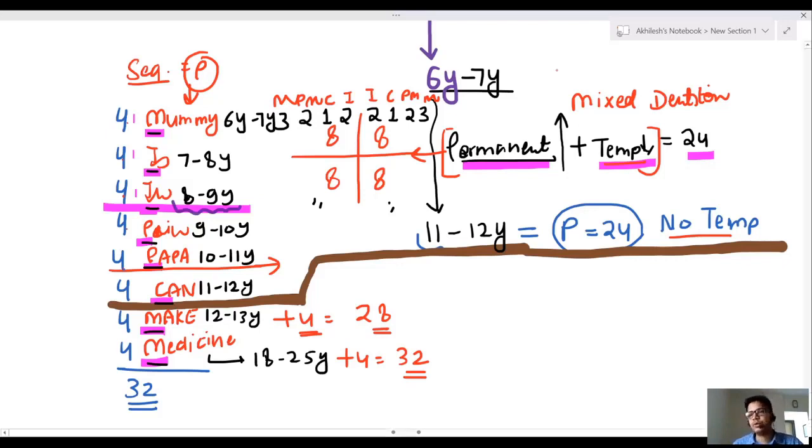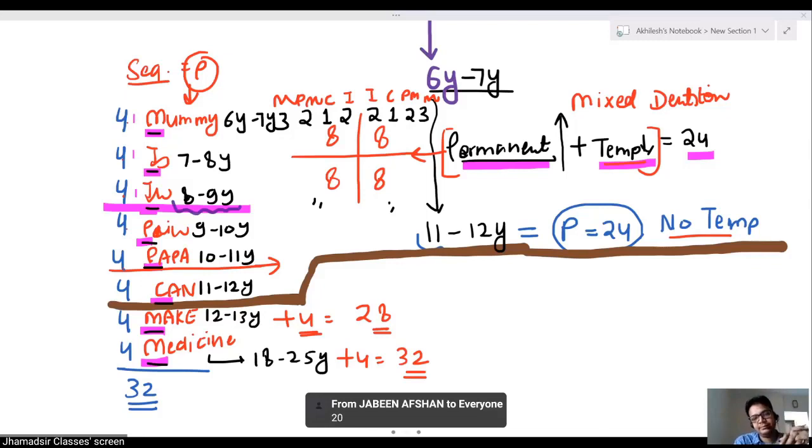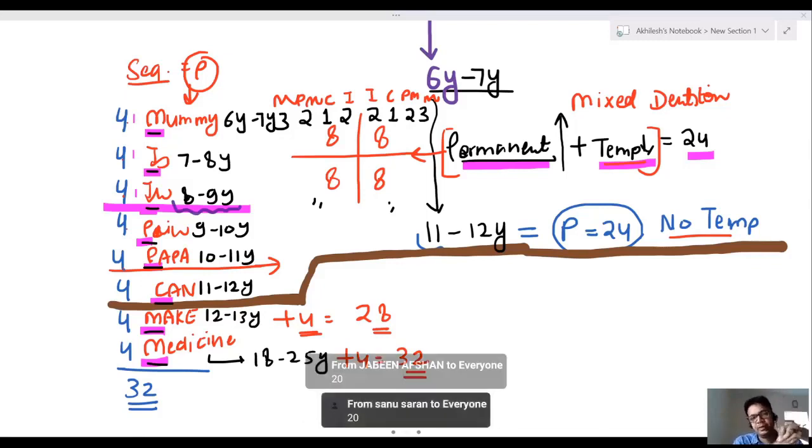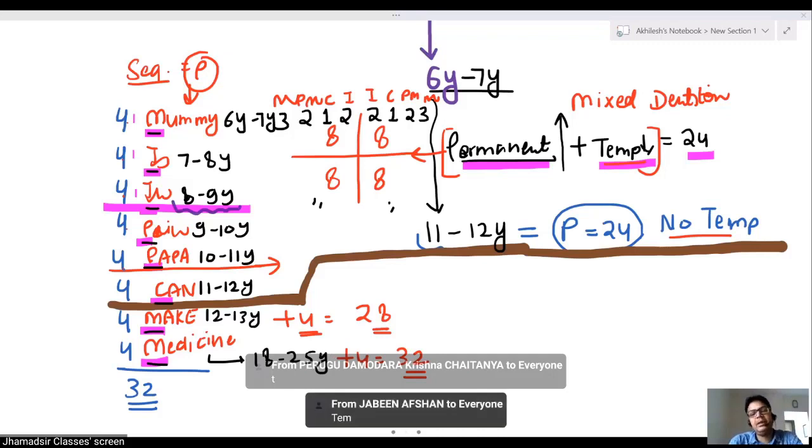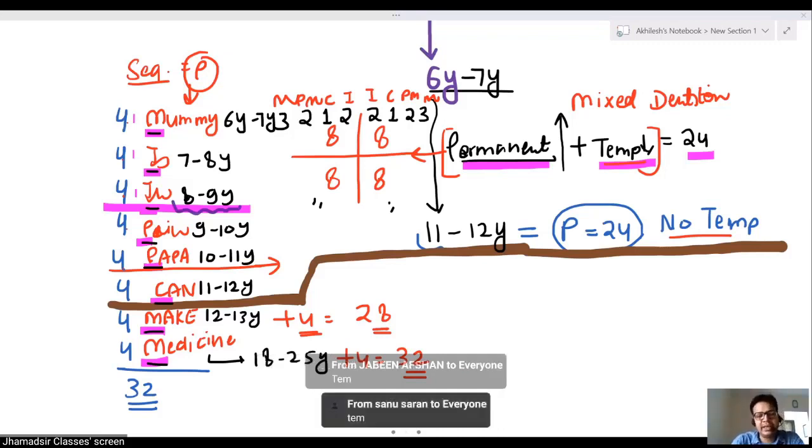Now, sir, I will ask you some questions when your general knowledge is checked. First question: at 4 years of age, how many teeth do we have? 20. Yes, 20. Are all temporary or permanent? Temporary. Mixed dentition is seen between what age?